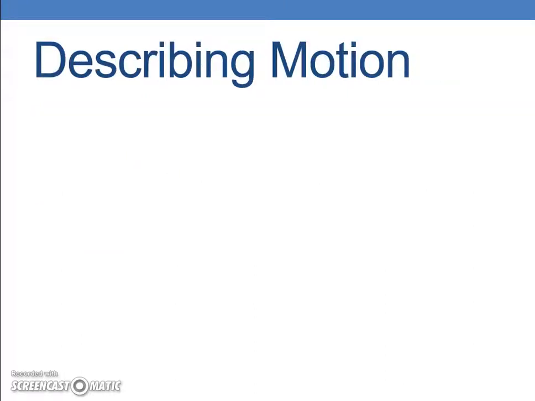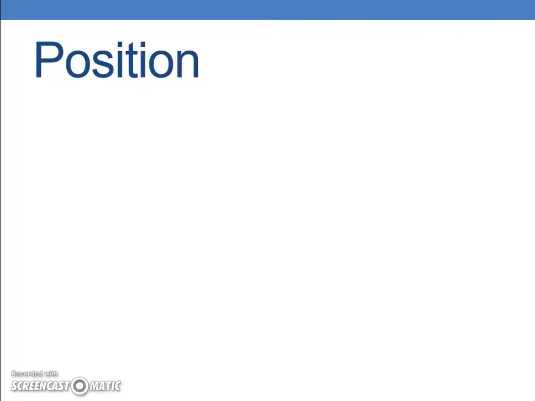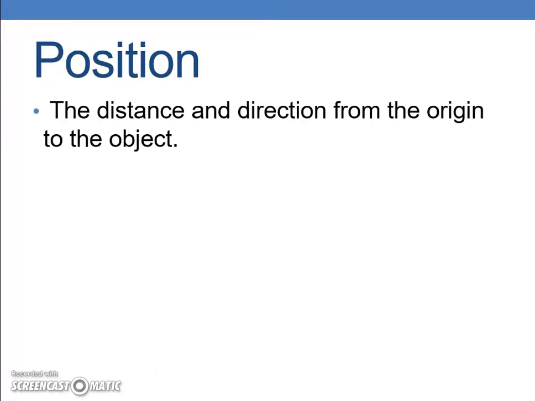There are two things that go into describing motion. There's the when, and then there's the where. Both of those are very important. So let's take a look at Section 2 at exactly what the where and the when are. So the first thing that we need to look at is position. Position is a term that I just mentioned. Position is what we consider to be the distance and the direction an object is from the origin. So distance and direction, that's your position.